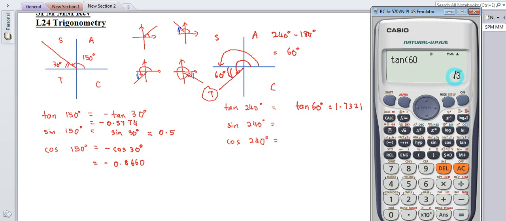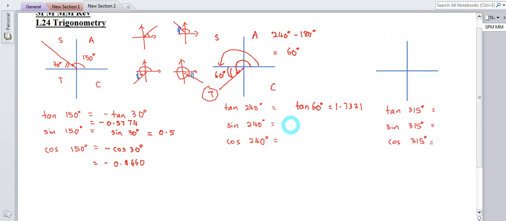If you don't want to write square root of 3, you press this button and change it to 1.732. Okay, 5 here, add 1 here, 7321. Now we go to the sine. Sine 240 is equal to sine 60, and in this quadrant sine is negative. Put a negative here, press the calculator, then you will get negative 0.5.